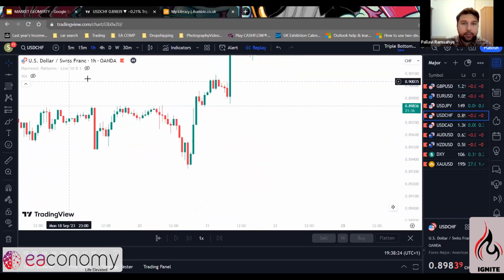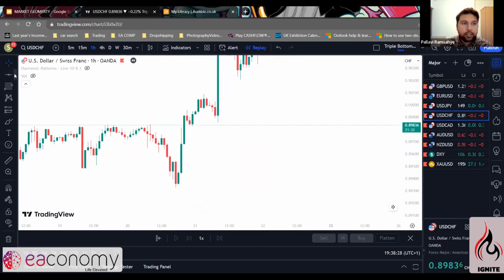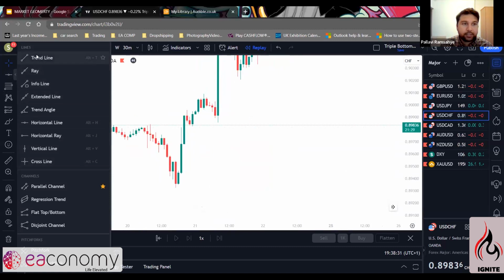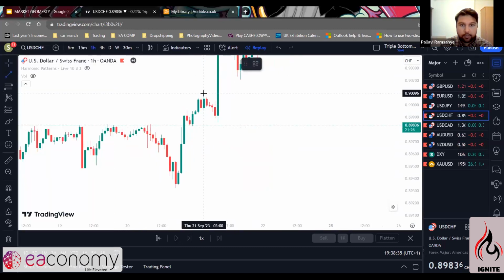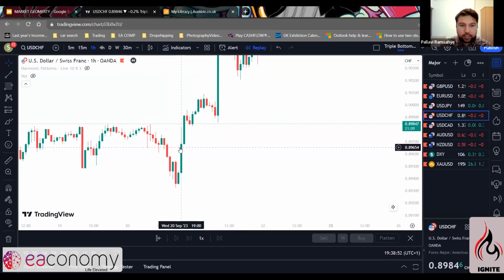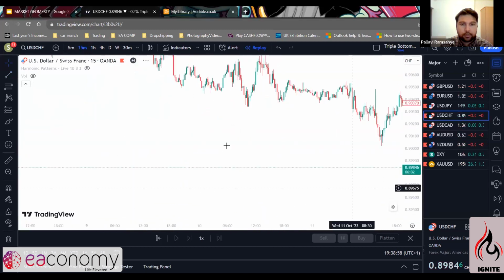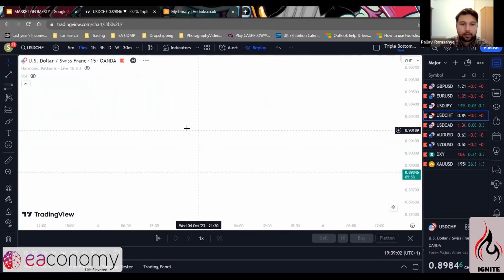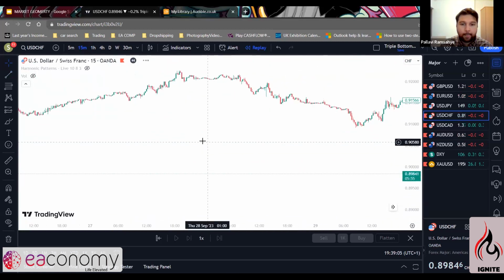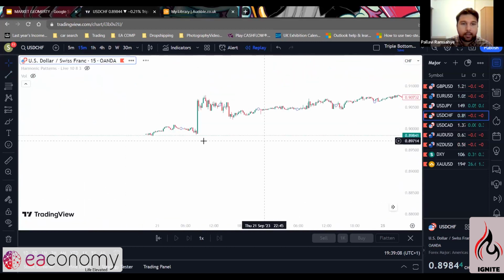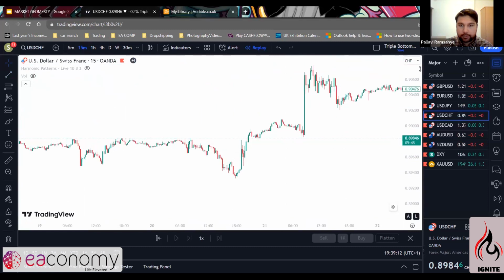Now what we want to do is place our support and resistance lines. So we can get a trend line going, and then we can place it. This breakout was quite strong. Let's see. Let me drop down to 15 minutes. So this is the 20th of September. Perfect.